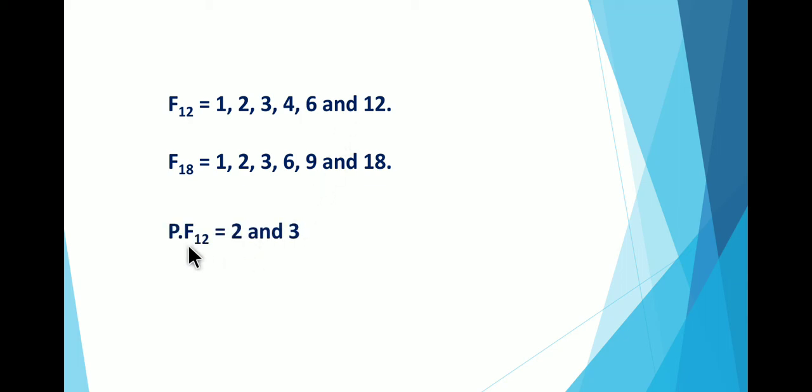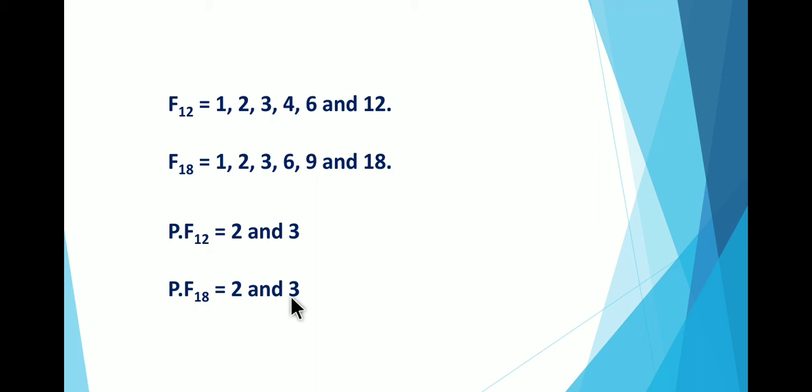So the prime factors of 12, from here we can see, are only 2 and 3. And similarly, the prime factors of 18 are also, out of these, only 2 and 3. 1, 6, 9 and 18 are not prime factors of 18. So in both cases, we see that 2 and 3 are the prime factors of 12 and 18.